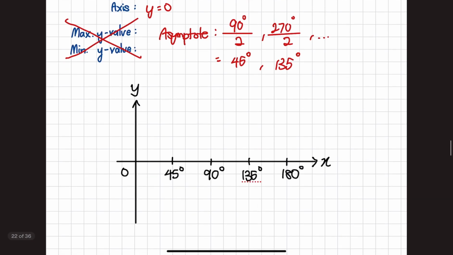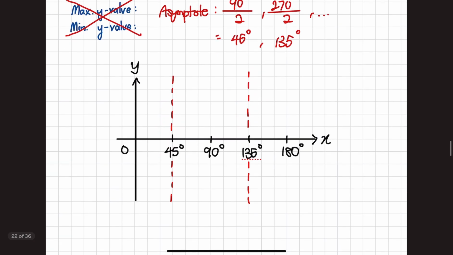Then next step is to simply use vertical lines for the asymptotes. Make sure asymptotes are drawn in dotted lines. Okay, it must be dotted. A straight line represents a graph which is not valid here. So I must make sure this is a dotted line.